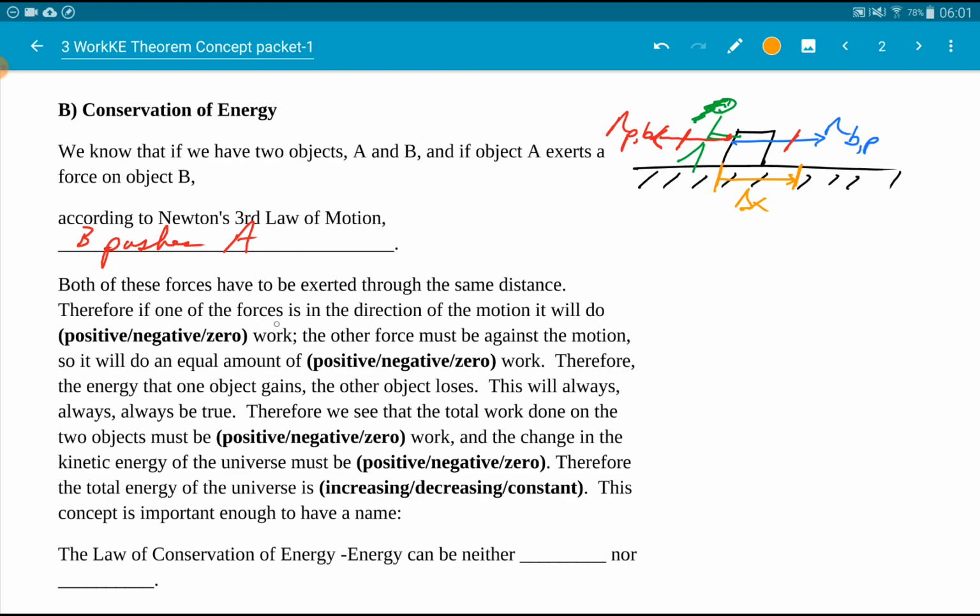So now, therefore, if one of the forces, this blue one here, is in the direction of motion, it's going to do positive work. And we're talking specifically about our system right now. All right, well, let's draw it like this. Our system right now is this box right there. The other force must be against the motion, so it will do equal amounts of negative work. But notice that force isn't on the box, so it's not negative work on the box, that's negative work on the person.